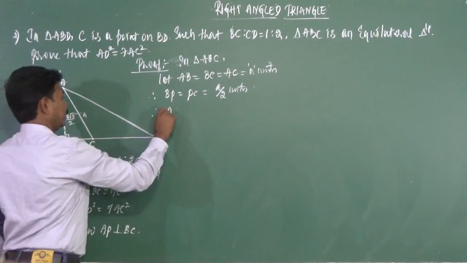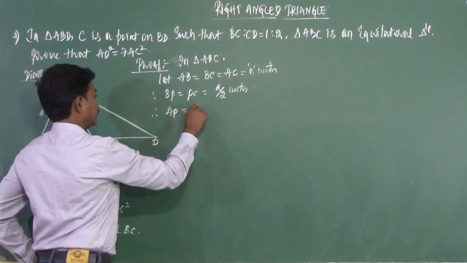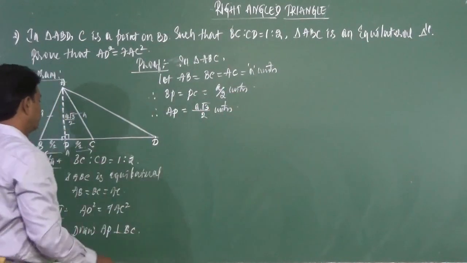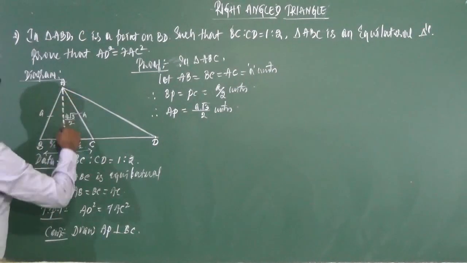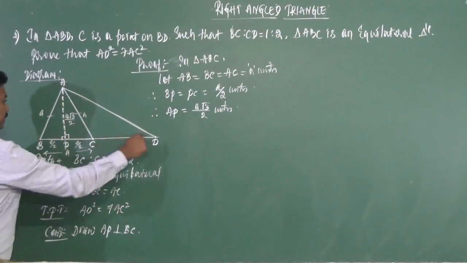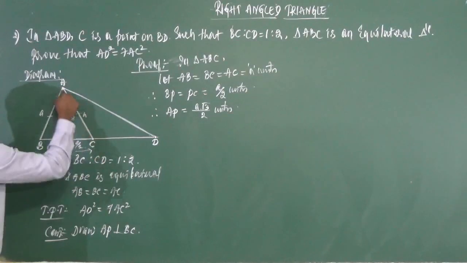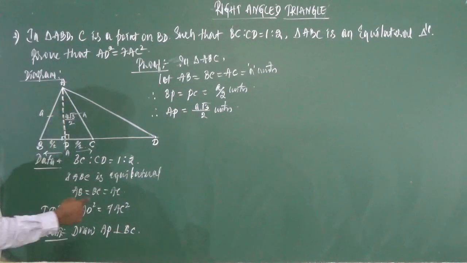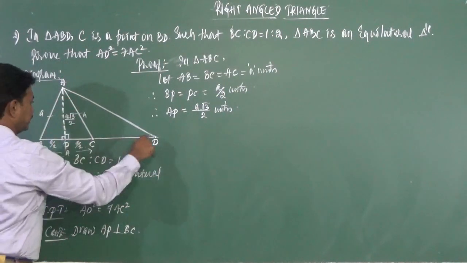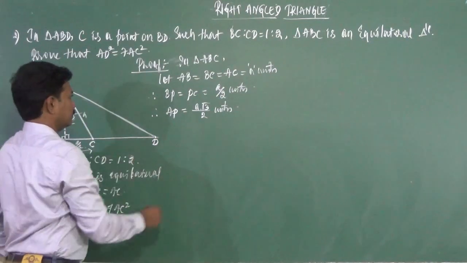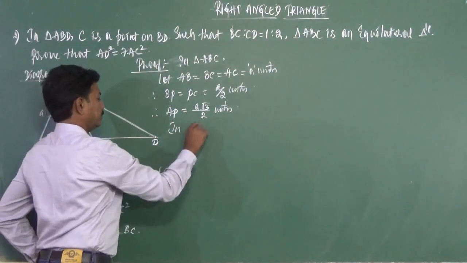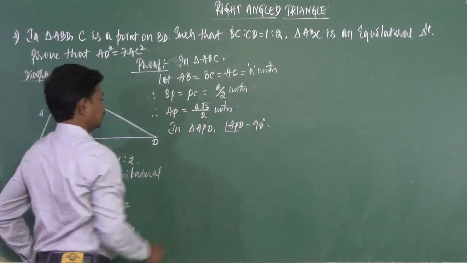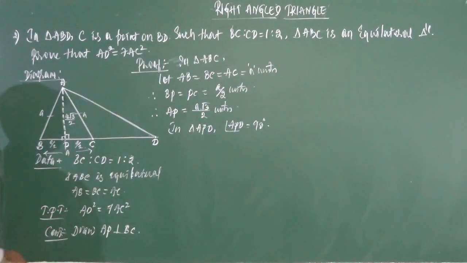So therefore, AP is equal to A root 3 by 2 units. Right. So now, with this we will consider triangle APD. APC is also a right angle triangle, and APD is also a right angle triangle. So we will take the bigger triangle, that is triangle APD, where angle APD is equal to 90 degrees. For this triangle we will apply Pythagoras theorem.